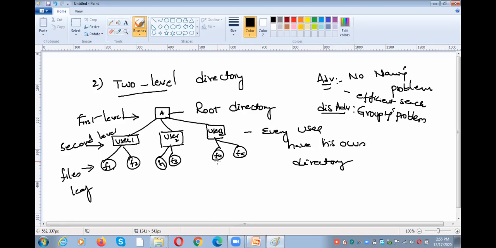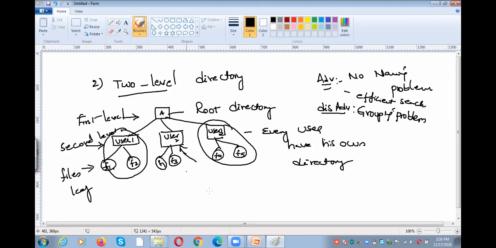But in the case of two level directory, if you observe here, I want to search a file of user 1. So directly I need to go to this particular portion and I will search here. If I want to search for the file of a user 3, directly I need to go to this location and I will search here under this directory. Right? For every user there is a directory. So whenever I want to search for a file, directly I will move to that particular user's directory and I search there. So searching is easy in the case of two level directory.